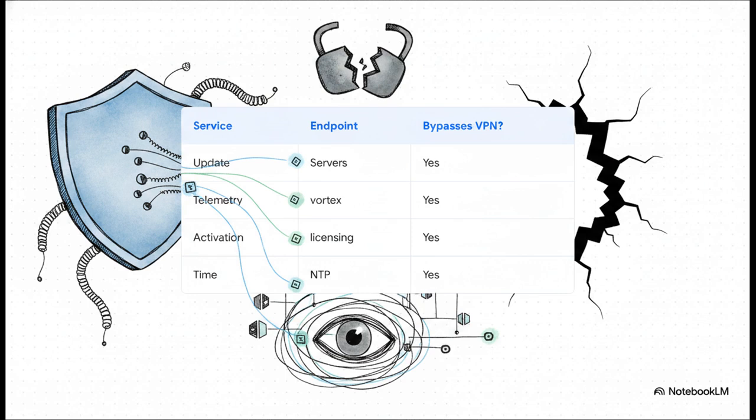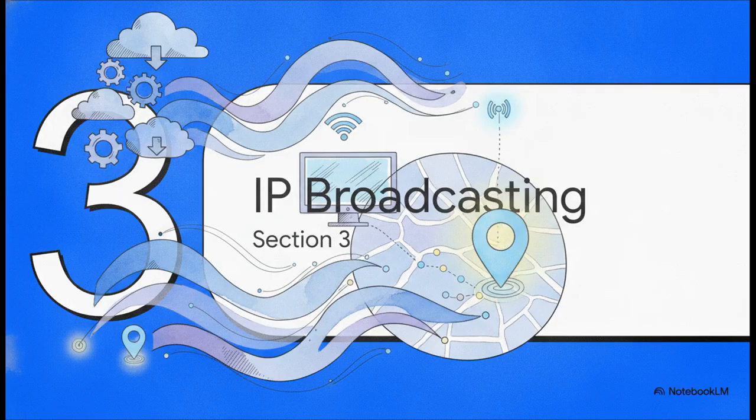The so what here is pretty huge. It means your ISP can see exactly which Microsoft services you're talking to, completely bypassing your secure setup and letting your device be tracked across different networks. Moving right along the timeline, let's hit Section 3, Delivery Optimization IP Broadcasts.